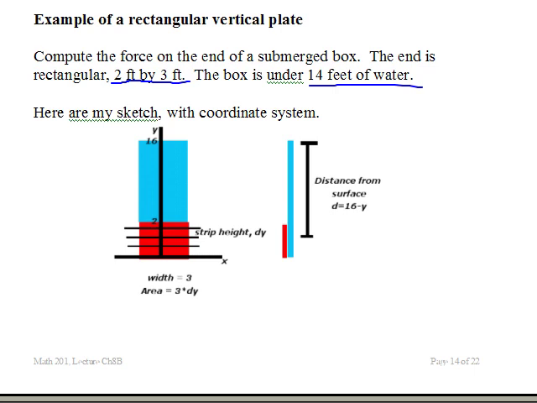Okay. So the little point down here is going to feel pressure due to 16 feet of water pushing on it. The point right here is going to feel pressure due to 14 feet of water pushing on it, because that's all the water that's above that point. So that means I've got different pressures at different places all along the face of this box, and I have to add up all of those in order to get the total force on the box.